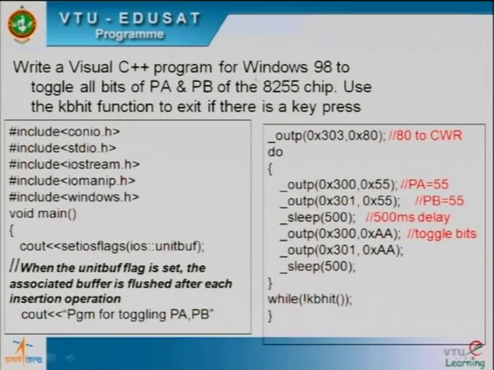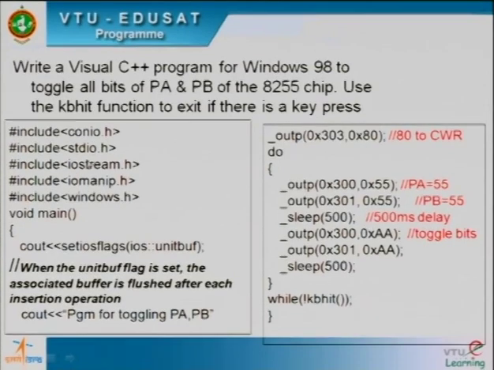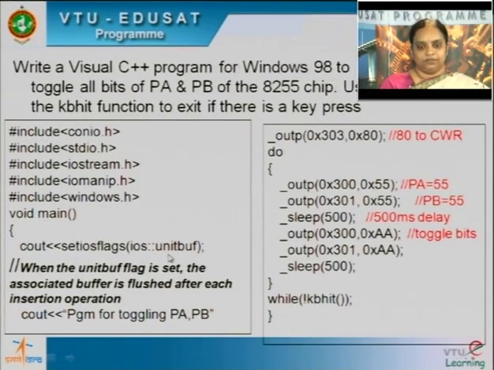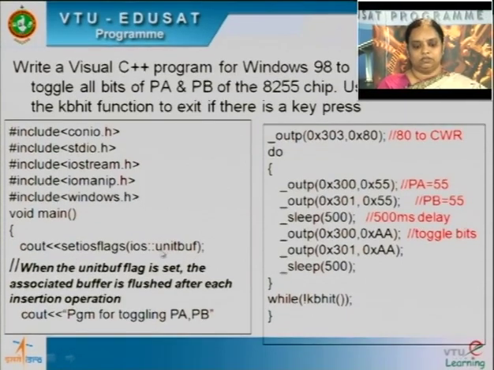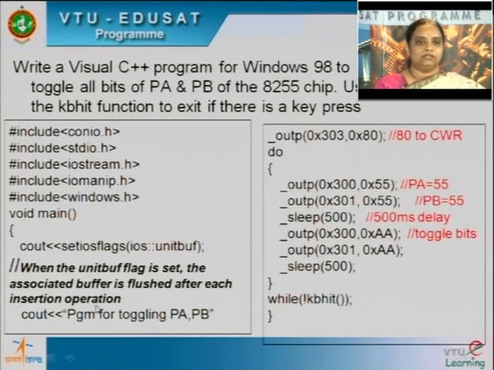And this is a simple C++ program to toggle all bits, and we have to use a keyboard hit function to exit if there is a key press. Once again, you have the header files, conio.h, stdio, etc. And initially we set the IO's flag, the unit buffer. So this unitbuf ensures that the buffer is flushed after each insertion operation. The old ones are not there. And then we also print out that it is a program for toggling.